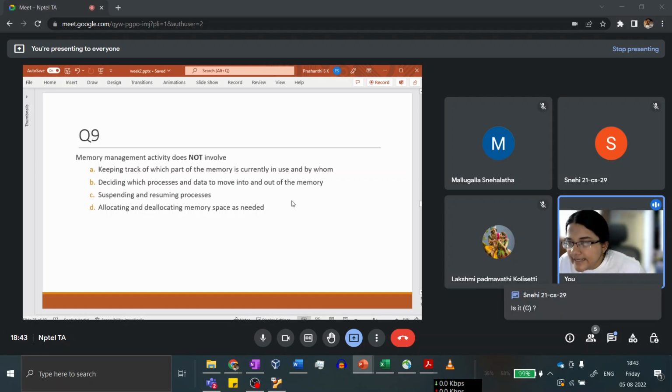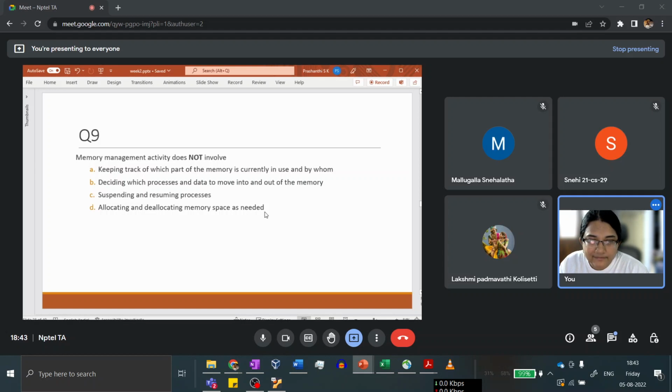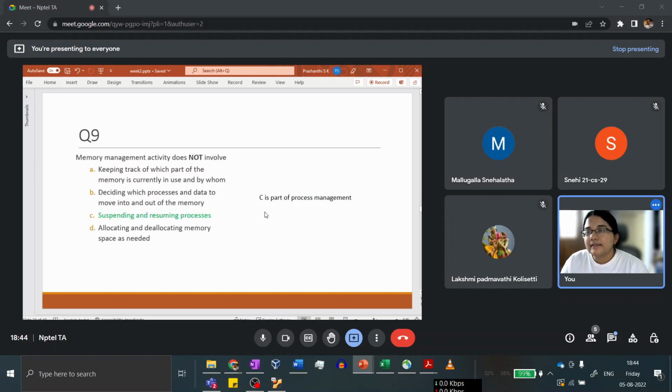Okay, C. I see one answer on chat. Any other possible answers? Okay, so C is the right answer, and it's kind of obvious from these options, right? This is about processes, as in when do you suspend a process, when do you resume a process, and that's not related to memory management.